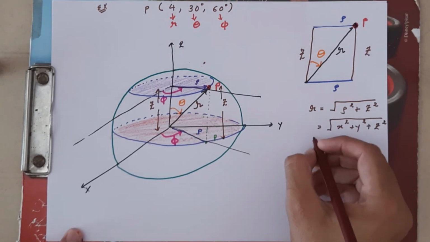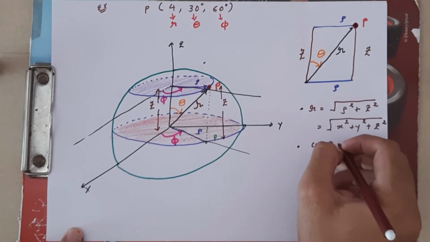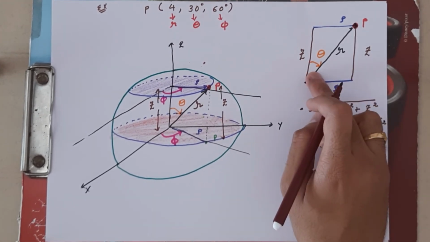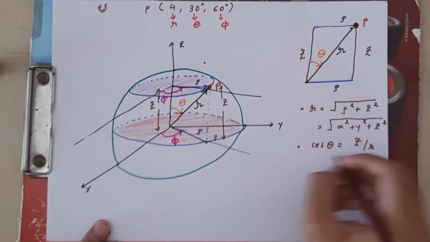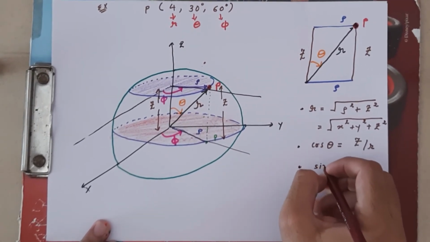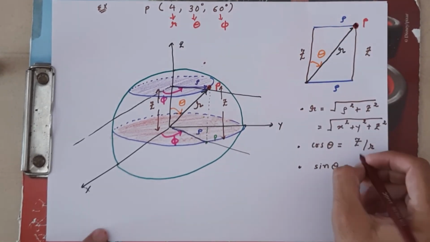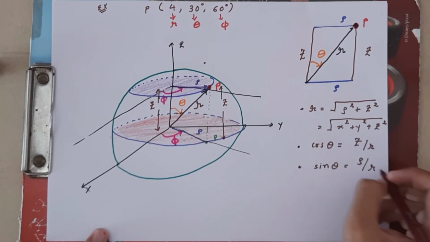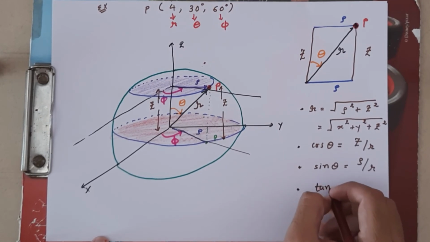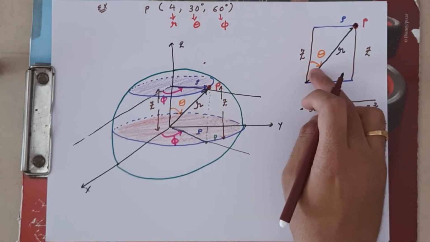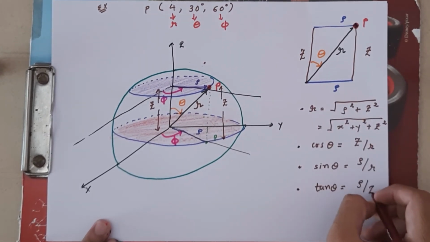Clear? Okay. Next one is cos theta. What is cos theta in this case? The cos theta is equal to z by r. Cos theta is equal to z divided by r. Sin theta is equal to rho by r. Okay, and what is tan theta? Tan theta is equal to rho by z.